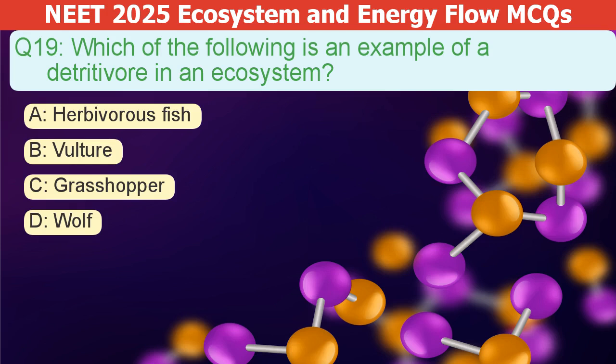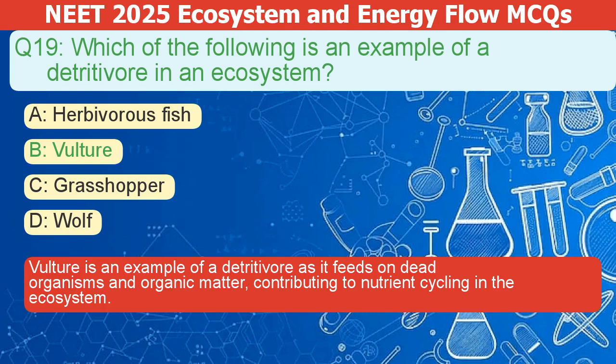Which of the following is an example of a detritivore in an ecosystem? A. Herbivorous fish. B. Vulture. C. Grasshopper. D. Wolf. The correct answer is B. Vulture is an example of a detritivore, as it feeds on dead organisms and organic matter, contributing to nutrient cycling in the ecosystem.